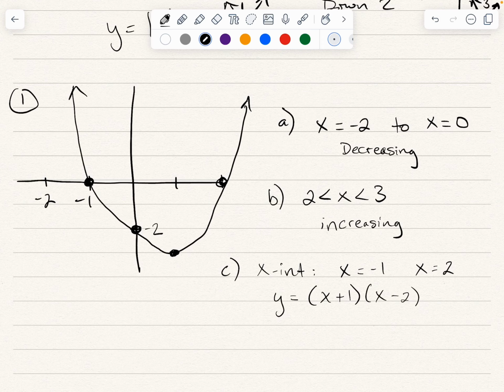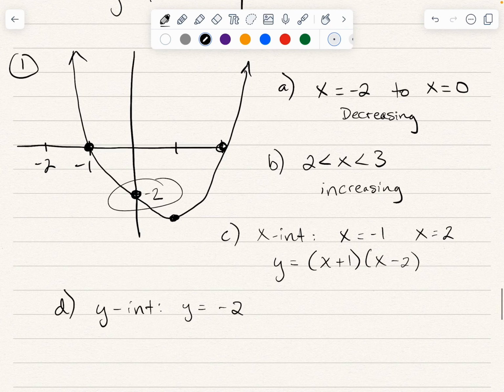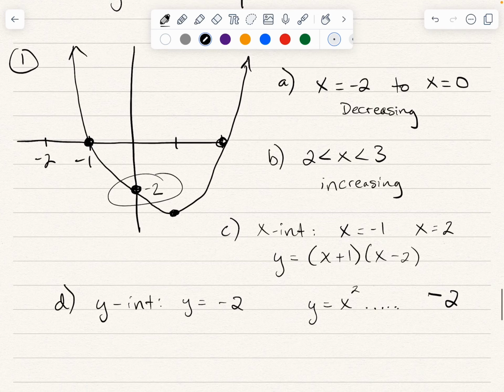That would be our factored form that gives us those x-intercepts. All right, part D, the y-intercept here is at -2. I can tell that from the graph. Y equals -2. It's this point right here. Remember your general form of this. So your general form is going to be x squared, something, something, something, and then it's going to have -2 on the end. General form will always have that on the end.